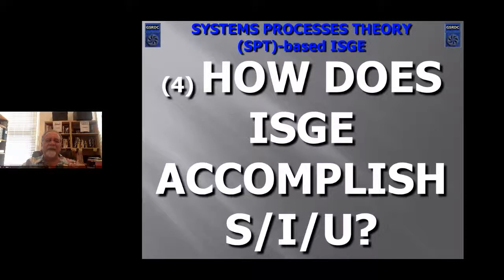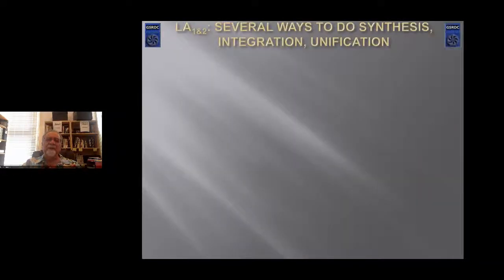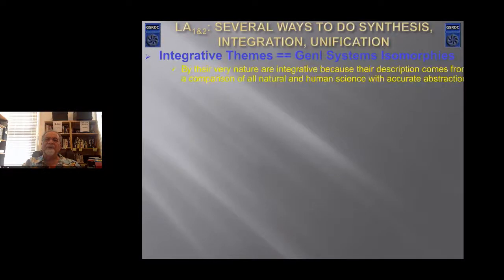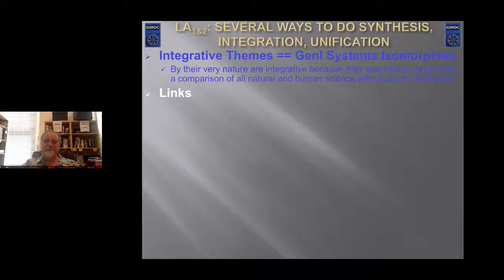So this is the critical question for you guys, I think. How does ISGE accomplish synthesis, integration, and unification, which is one of the goals of the ISSS? First of all, it does it by the integrative themes, which are general systems isomorphies. There's no place else that one teaches isomorphies at the depth that we do in ISGE. By their very nature, they're integrative because they're descriptions of universals that are common mechanisms across all the sciences.